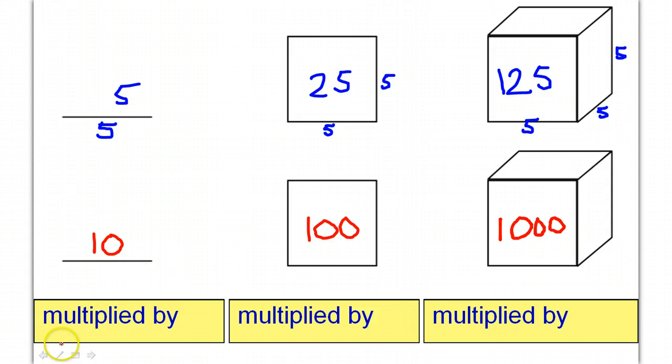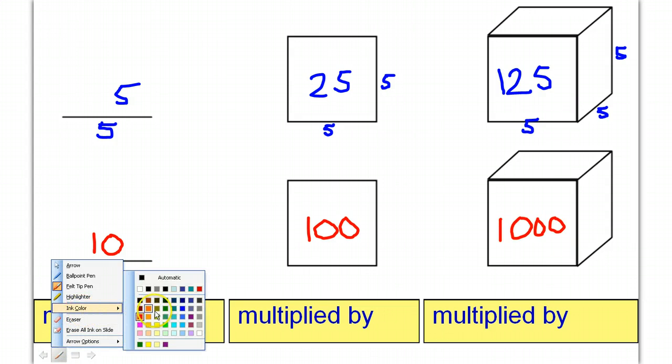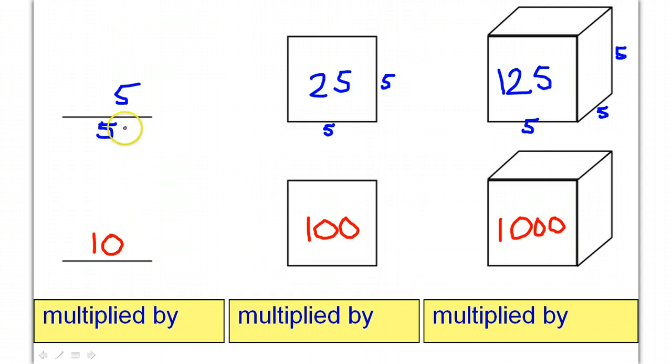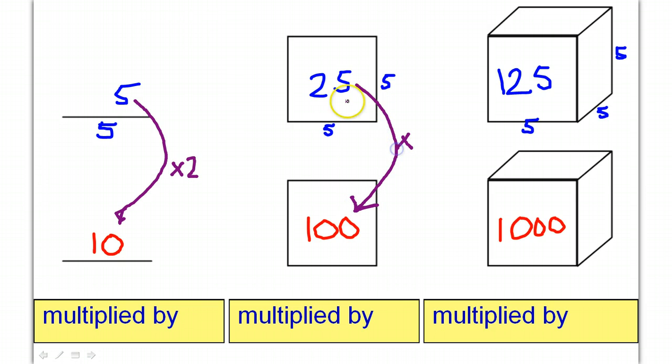Now let's see the multiplier effect. I'll go purple on it. As far as the length, as promised, we doubled it. That's what the problem told us to do. But we're supposed to see what happened with the area. You can see 25 became 100. It wasn't doubled, that would have been 50. It was multiplied by 4. That's how it became 100. And 125, how many times does 125 go into 1,000? 8 times.